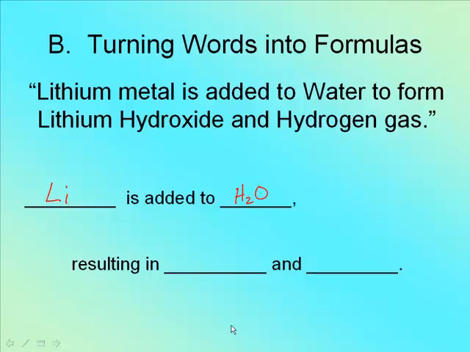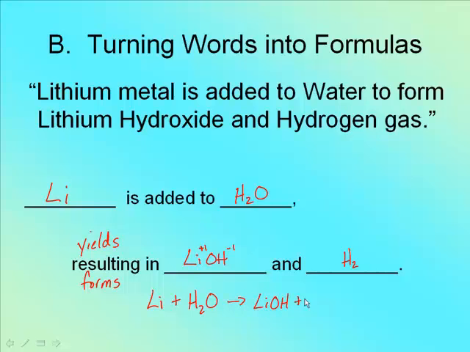Resulting in, or yields, or forms, either one. Lithium hydroxide, LiOH. Again, we know that lithium is +1, hydroxide is -1, so therefore they balance. And hydrogen gas. Of course, hydrogen we know is diatomic, or we will find out very quickly. If I want to turn this into an actual chemical reaction, it would be just like the other page. Li plus H2O yields LiOH plus H2.